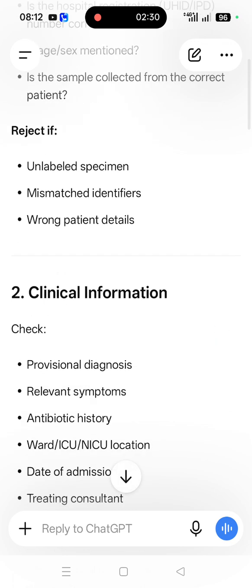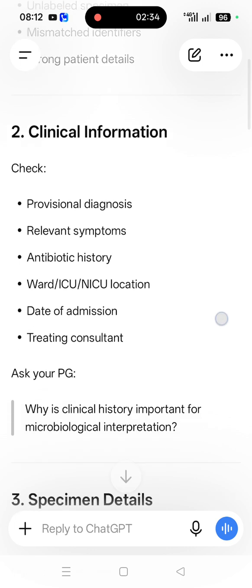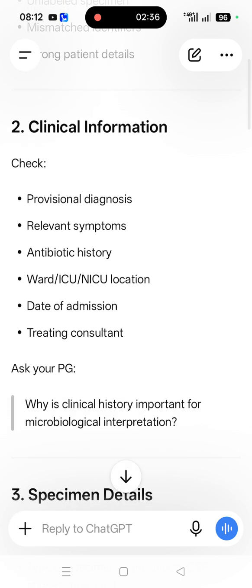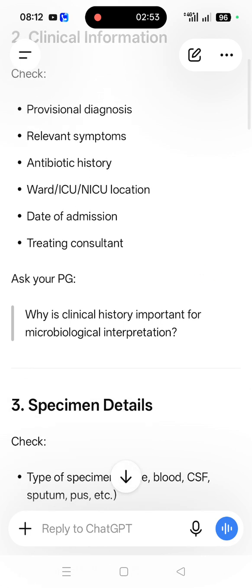So for clinical information, check the provisional diagnosis, relevant symptoms, any antibiotic history, and the ward or ICU location should be mentioned, because that shows the severity of the patient. Also, reporting is a little different for different places. Date of admission and treating consultant are also very, very important.